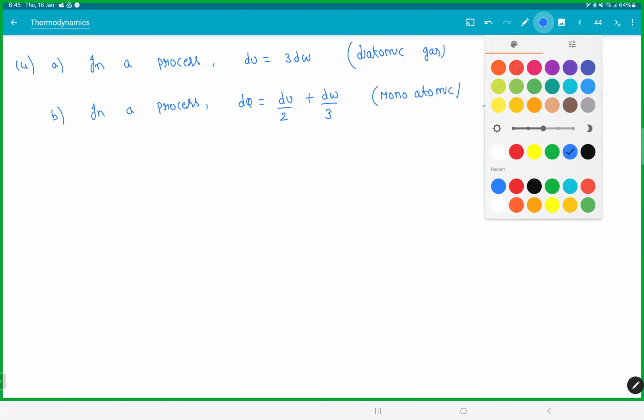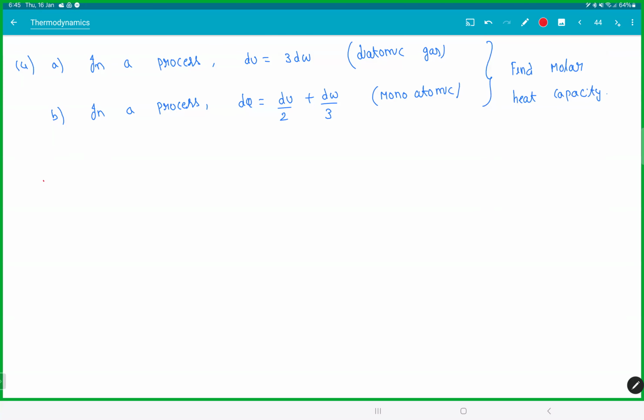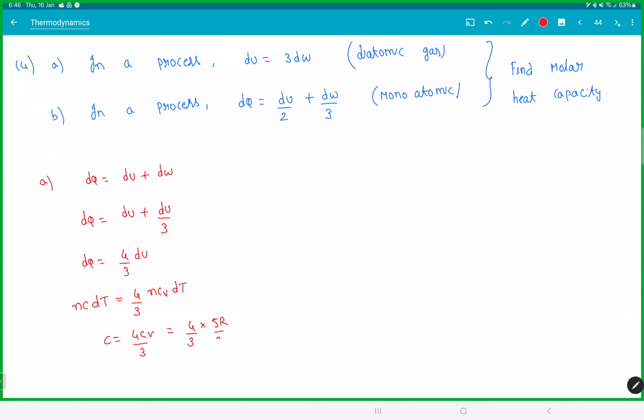Let me help you with one. Look at the first one. We know dQ is dU plus dW. Now you are saying dW is dU by 3. So dQ is 4 by 3 dU. So dQ is nC dT. That's what you want to find. And dU is nCv dT. Done. So C is equal to 4 Cv by 3. Cv is fR by 2. It's a diatomic gas, so 5R by 2. That would be 10R by 3.